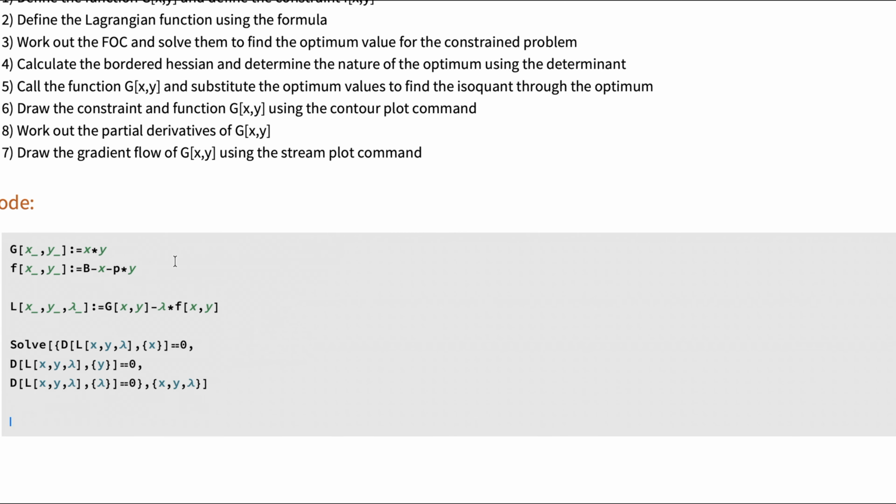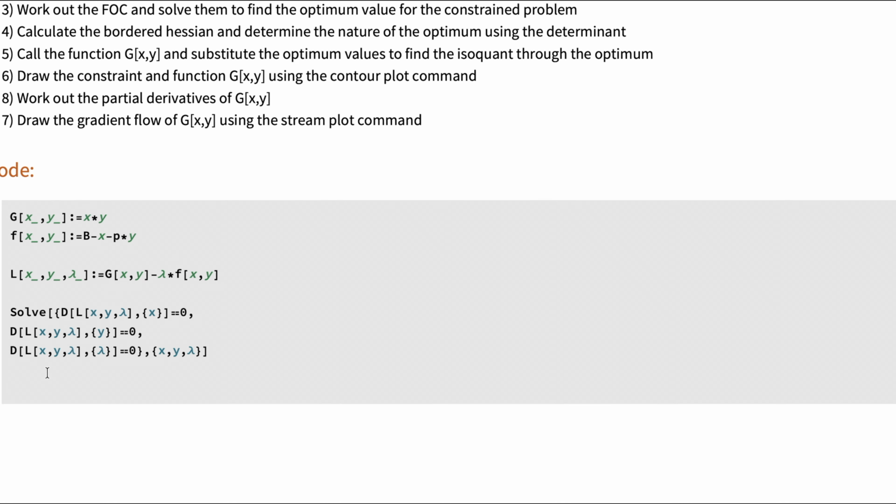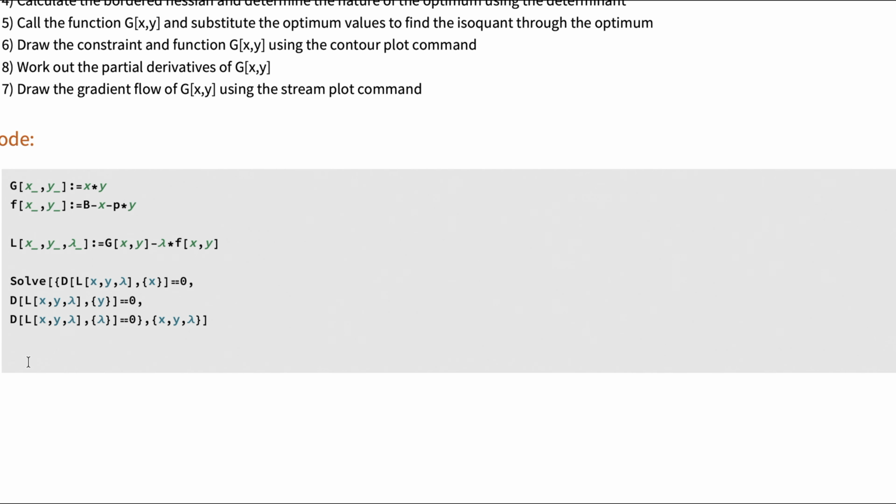Okay, now that we have solved the first order conditions, we can move on to working out the bordered Hessian. Like I mentioned before, the bordered Hessian has the Hessian within it. So let's begin by working out the normal Hessian. H for Hessian will be equal to the derivative of the function g of x, y, and we are differentiating this function with respect to both x and y, and we're doing that twice because we're working out the second derivative. So this would give us our Hessian.